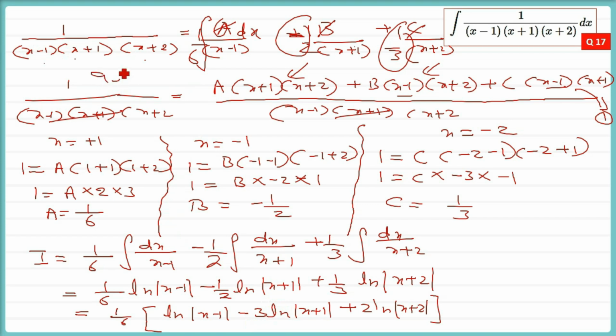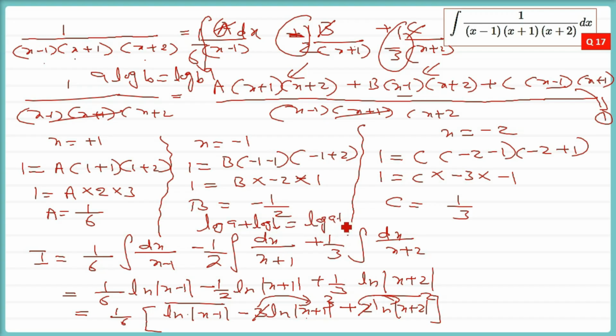Now there are certain relations of log. A log b is equal to log b raised to a. So this 3 and this 2 will go as powers over x plus 1 and x plus 2. Now log a minus log b plus log c kind of thing has appeared, and now we will use log a plus log b equals log a into b, and then log a minus log b equals log a divided by b. First you can just add the first and last one, and then you can subtract. This way you can go about it.